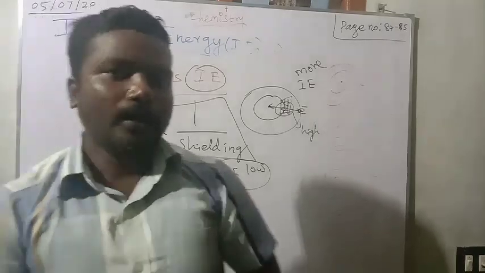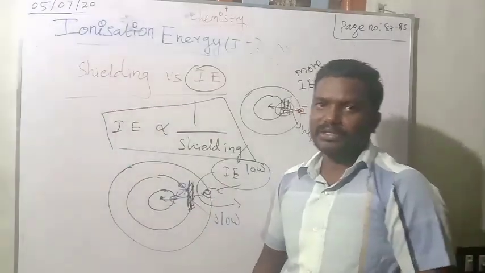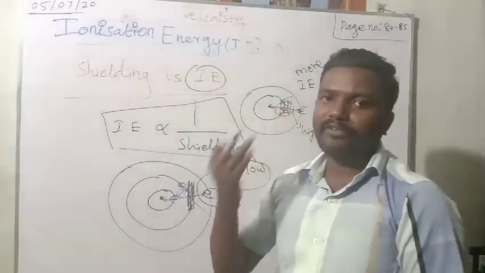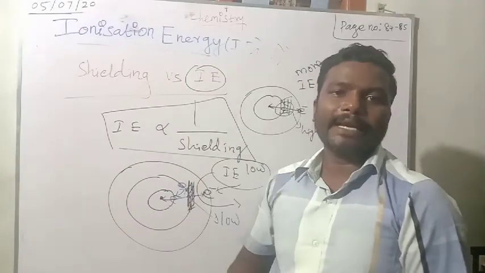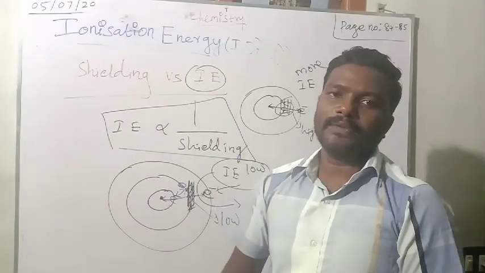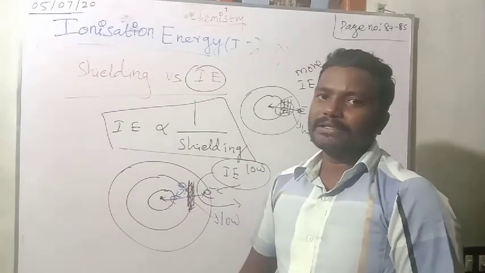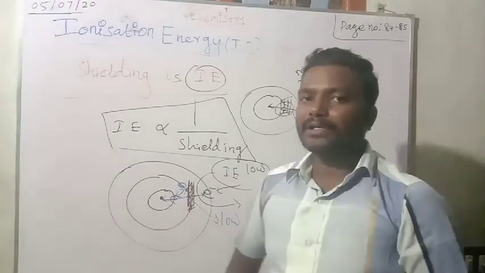Okay, my dear students, today we have seen about ionization energy. What is ionization energy? Unit of ionization energy. What is second ionization energy? Successive ionization energy. Period wise, group wise. What about shielding effect with the ionization energy?